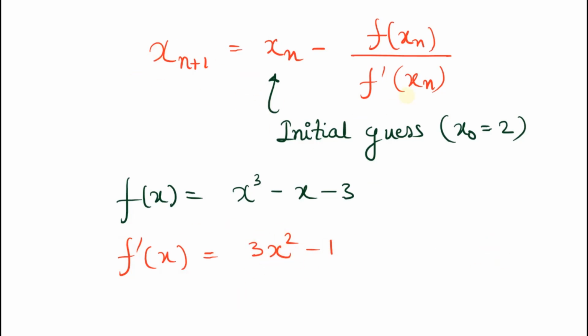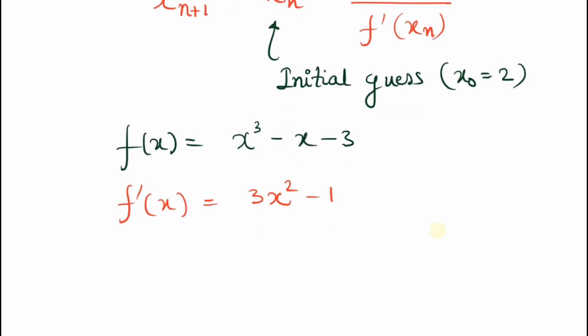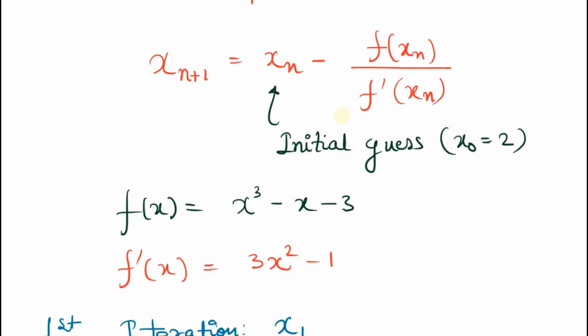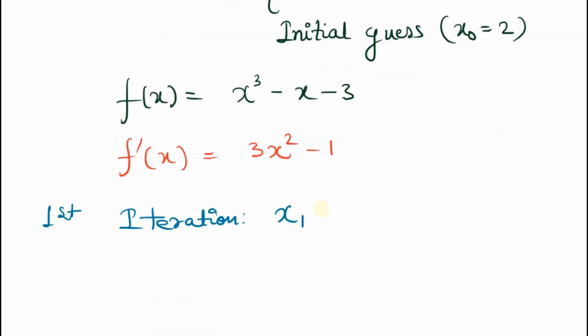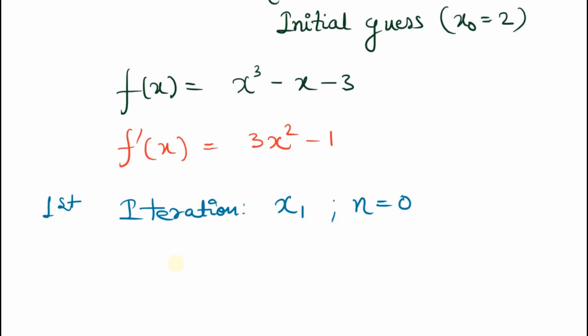Now using this formula, let's find the first iteration. The first iteration is x1. To find x1, we need to substitute n equal to 0. That means the first iteration x1 will be equal to x0 minus f of x0 divided by f dash of x0.